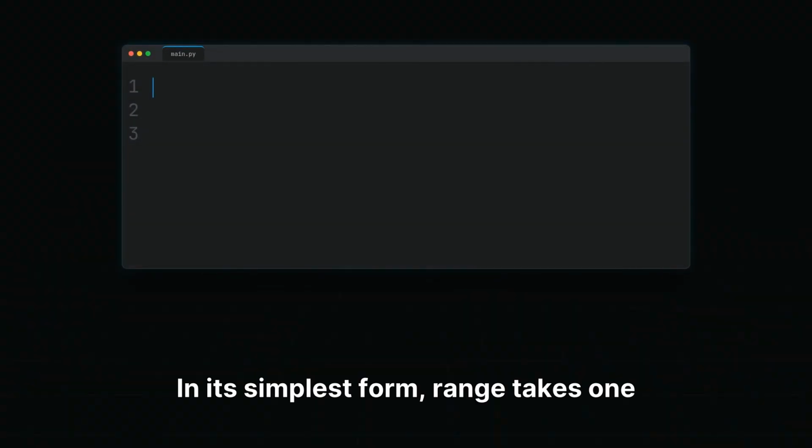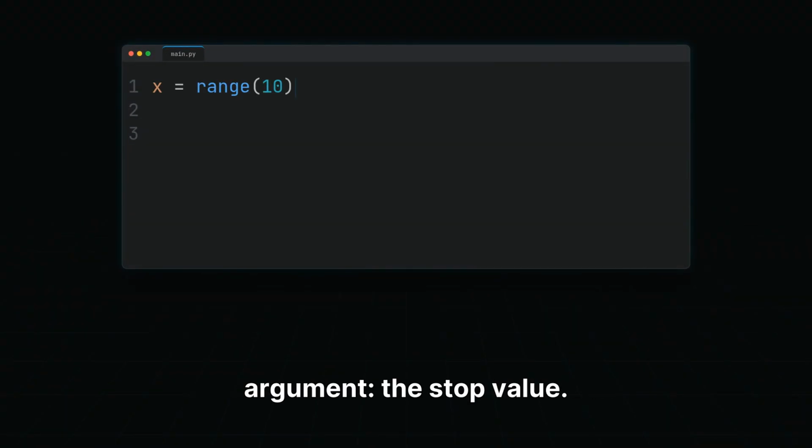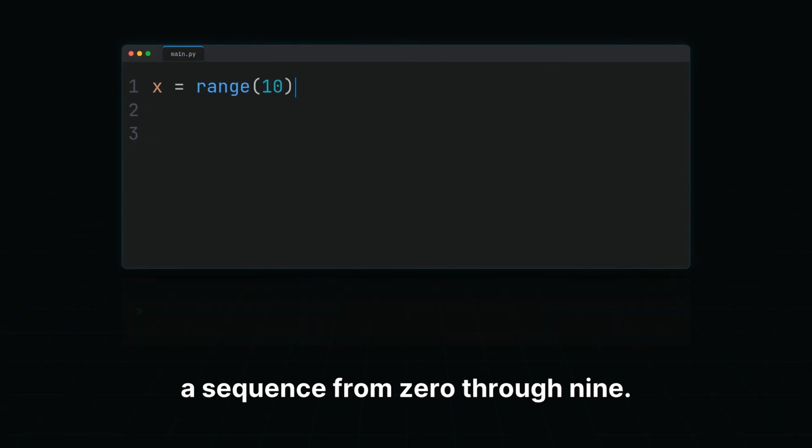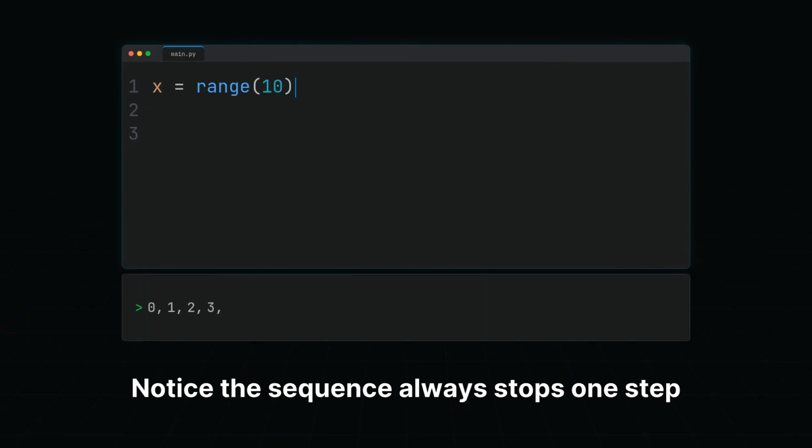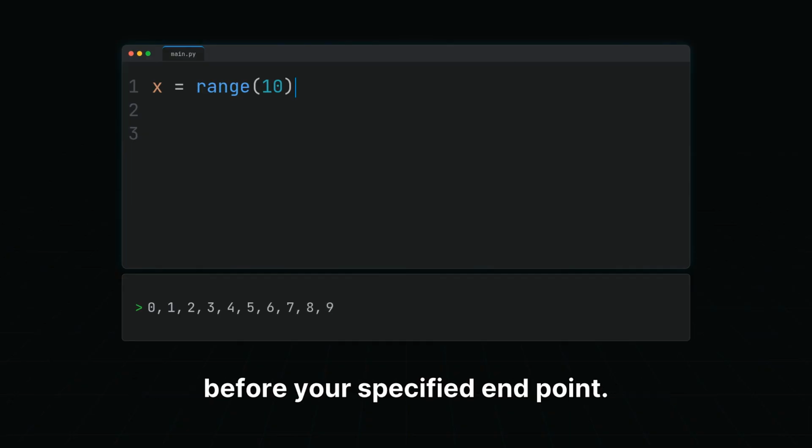In its simplest form, range takes one argument, the stop value. If we call range(10), it returns a sequence from 0 through 9. Notice the sequence always stops one step before your specified endpoint.